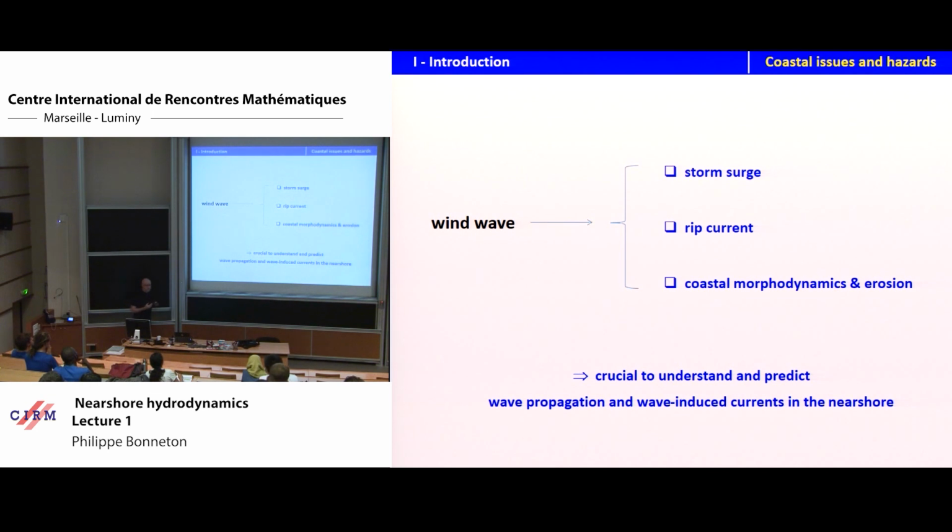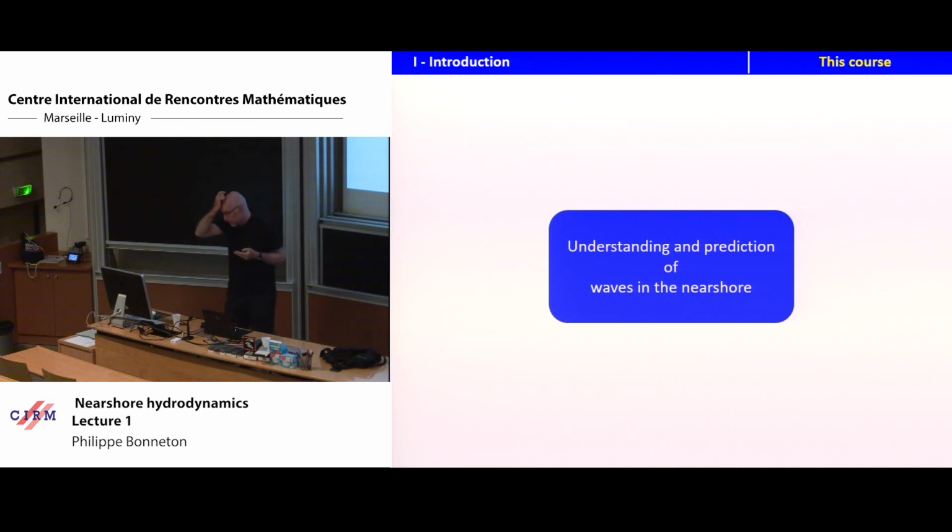wind-generated waves play a significant role in coastal issues and hazards related to storm surge, rip currents, coastal morphodynamics and erosion. So this is why it is crucial to understand and predict wave propagation and wave-induced currents in such environments. This is the main objective of this course.